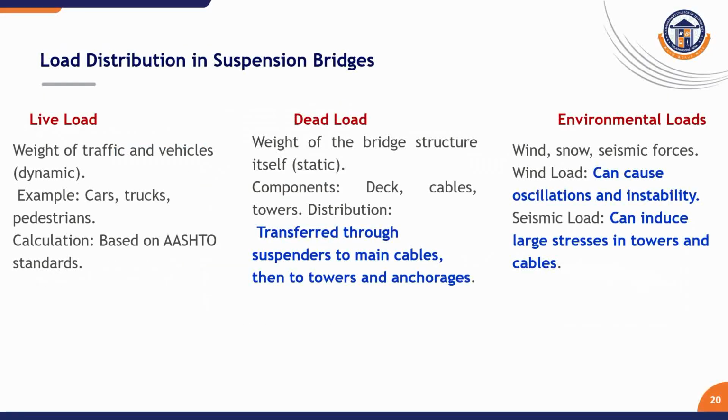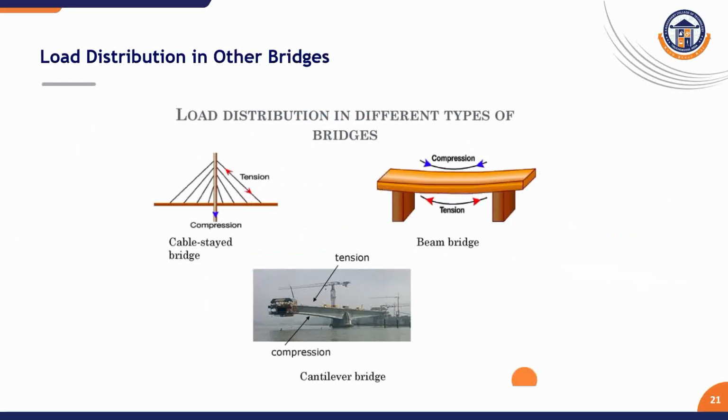The load distribution in the suspension bridge. There are three major types of loads: live load, dead load and environmental load. The live loads include cars and pedestrians and are calculated based on standards like AASHTO. Whereas the dead loads are the bridge's own weight, like cables, decks and towers. These are transferred through the suspenders to the main cables, then to the towers and to the anchorages. Environmental loads, which include wind and earthquakes, can be critical, especially for long span bridges.